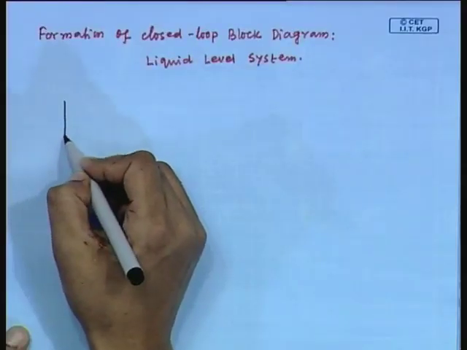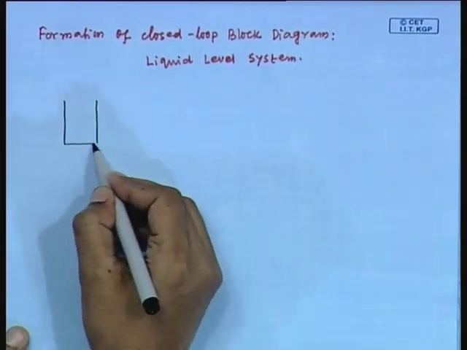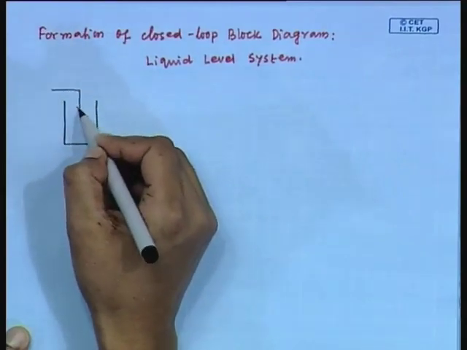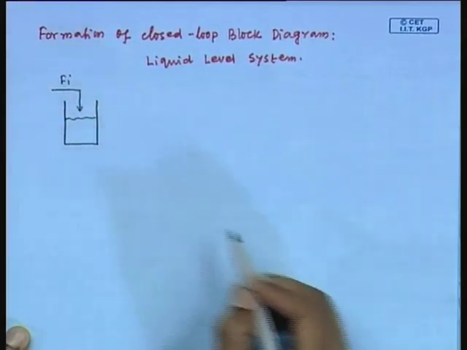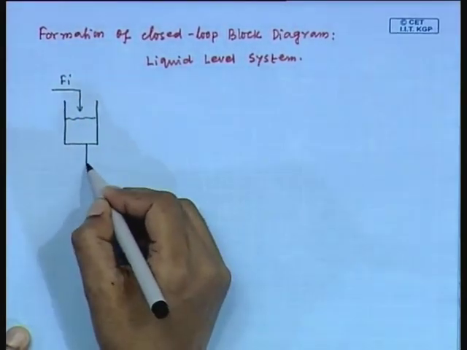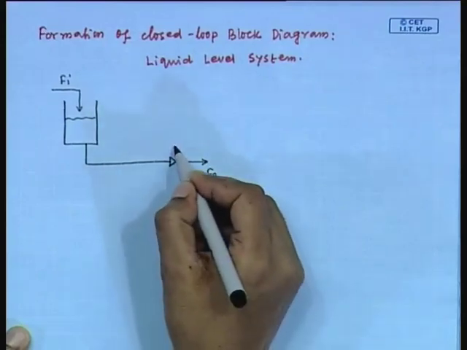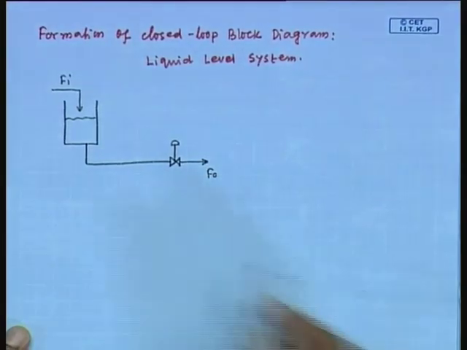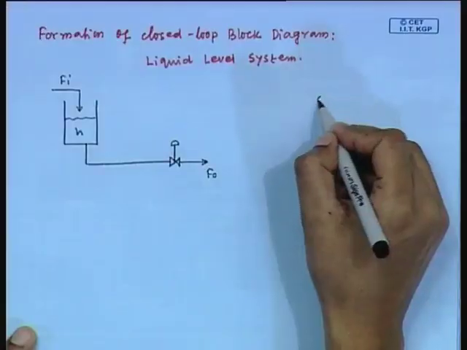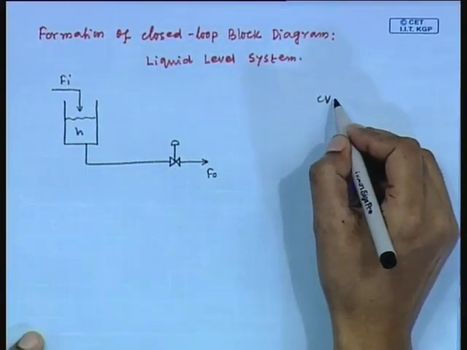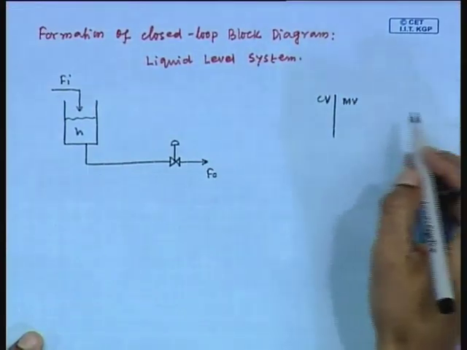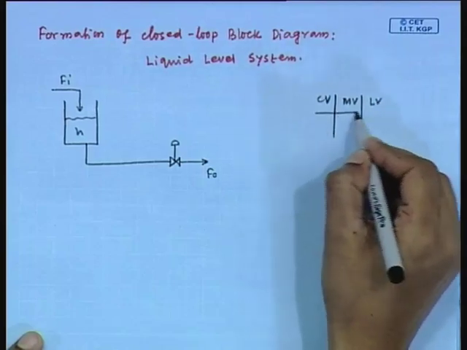So, first we will draw the schematic of liquid level system. This is the liquid tank. Fi is the inlet flow rate and outlet flow rate is say F naught. Height of liquid in the tank is H. Fine. Now, the objective is to maintain the liquid height in the tank at its desired value.